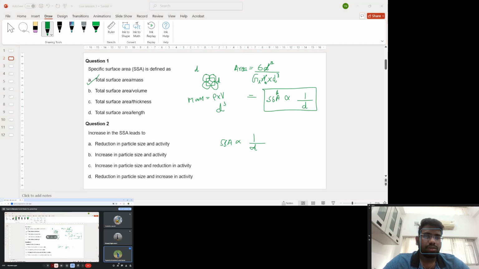So that's why, the larger the specific area, the activity will be higher. How is the specific surface area becoming higher? It is due to the decrease in particle size. So this is how it is connected. All right. Any doubts? No, sir.